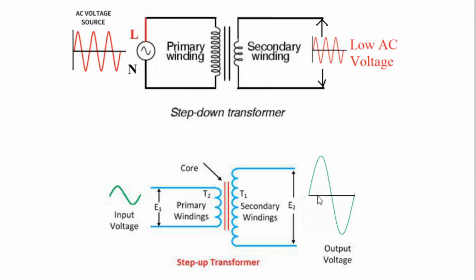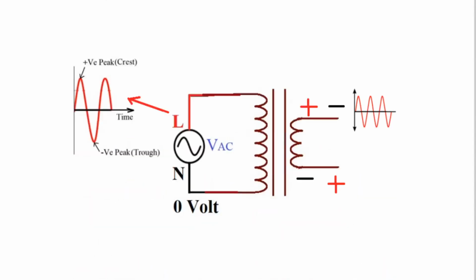See here, the magnitude of this signal is very large. This is the positive peak, this is the negative peak, and this magnitude is very large as compared to the magnitude of an input voltage. And these are the two types of transformer. We are widely using the step down transformer. And normally what happens, that is what I have tried to explain to you here.